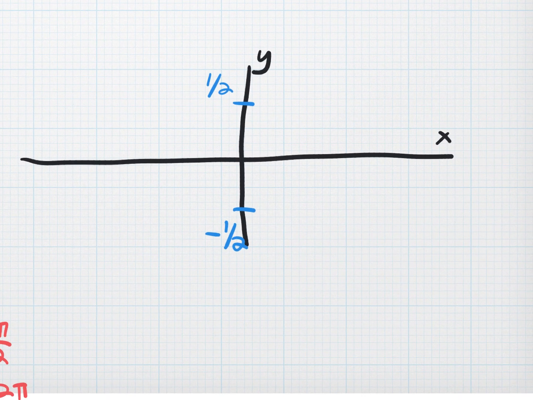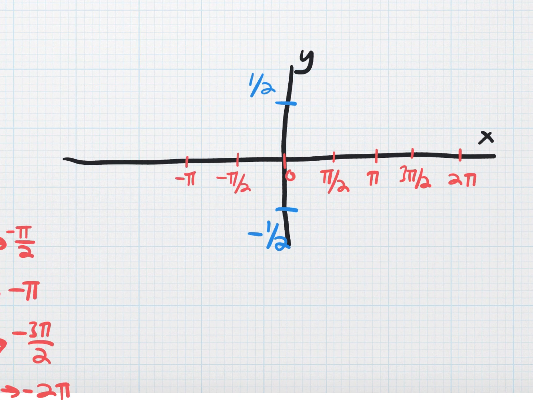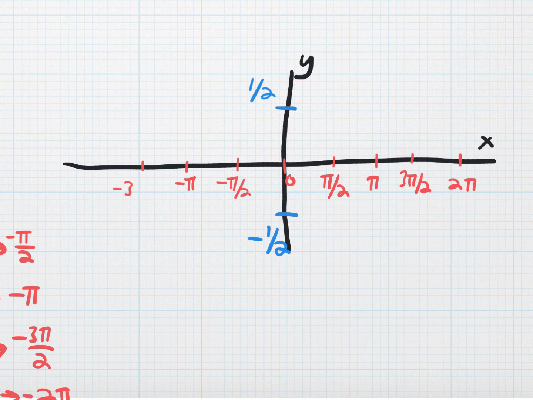All right, and then our key points we can plot on the x-axis. It's going to be 0, pi over 2, pi, 3 pi over 2, and then 2 pi. Same exact thing in the negative direction. We have negative pi over 2, negative pi, negative 3 pi over 2, and then negative 2 pi.